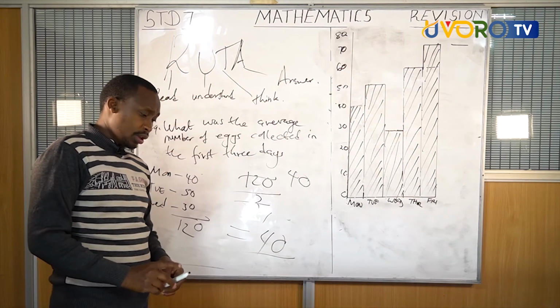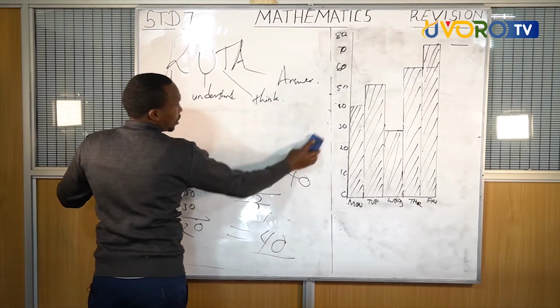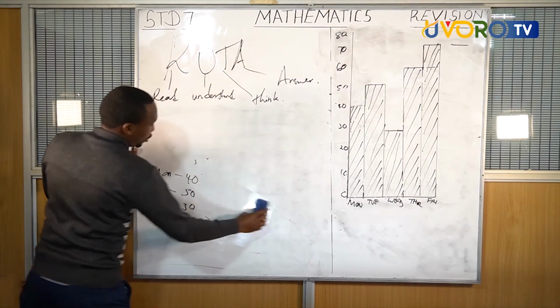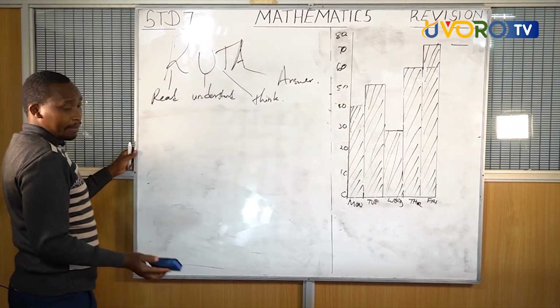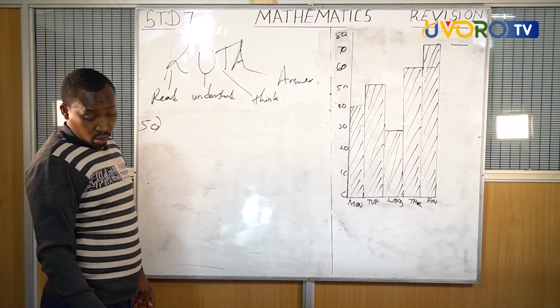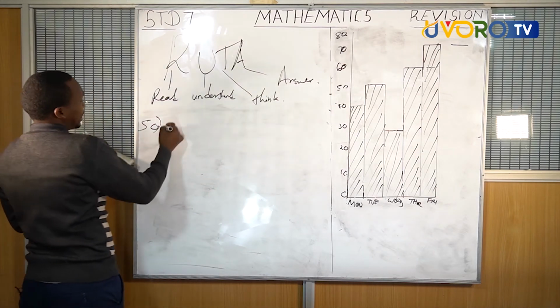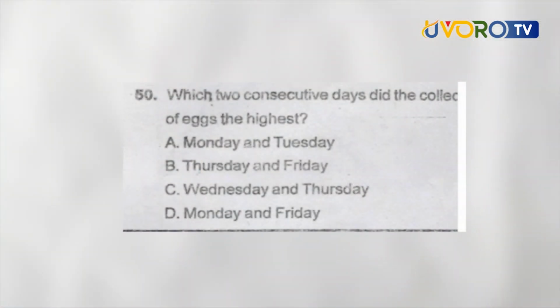We go to the last question of all. Question number 50. That is where we are. Number 50 reads, which 2 consecutive days were the eggs highest?